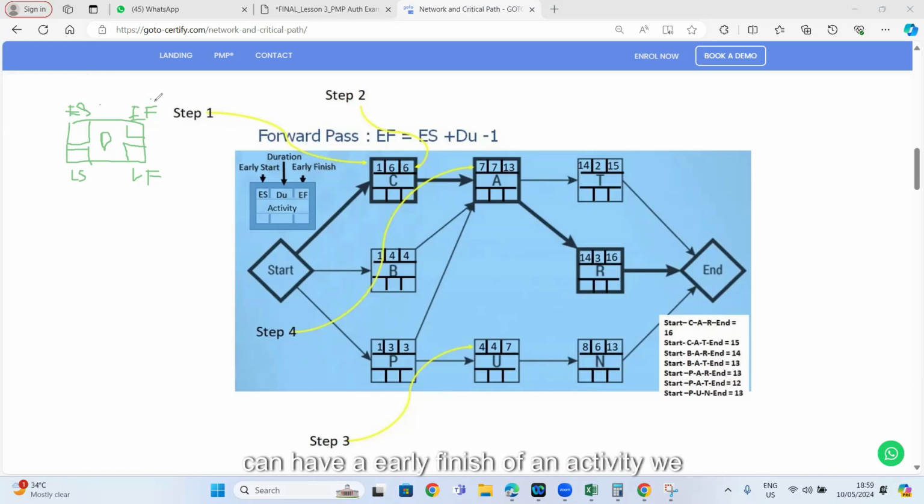So we can have an early finish of an activity, we can have a late finish of an activity, but the duration is also mentioned here. So this is a notation, and a representation is given here for you to understand. This is a representation that an activity has an early start of day one and it has an early finish of day six. And what is the late start? We could have a late start here and we could have a late finish as well.